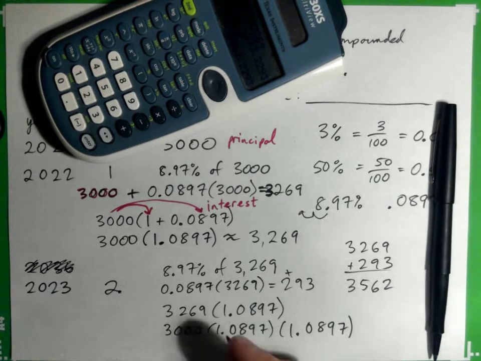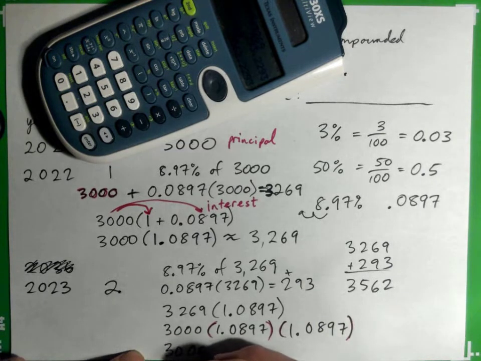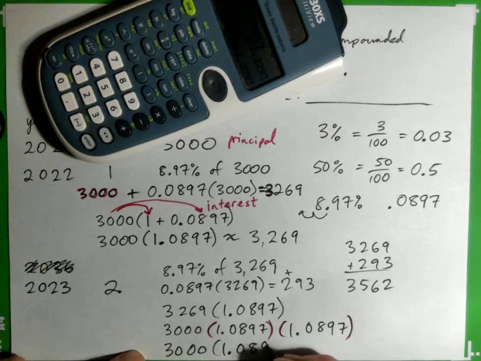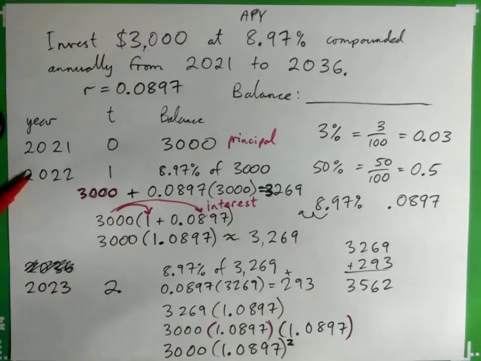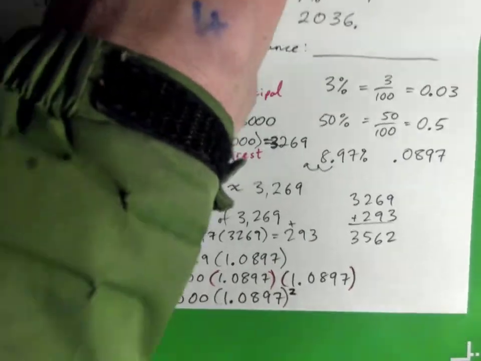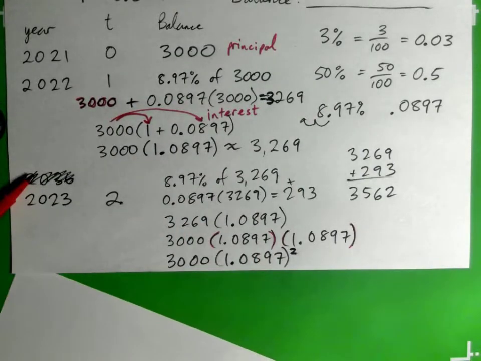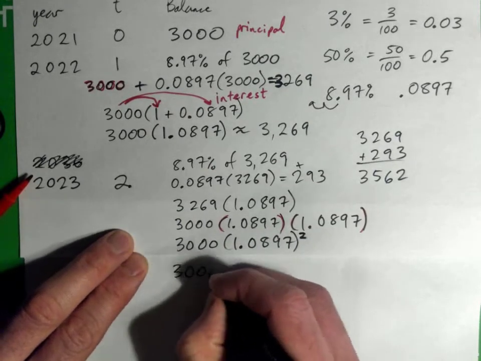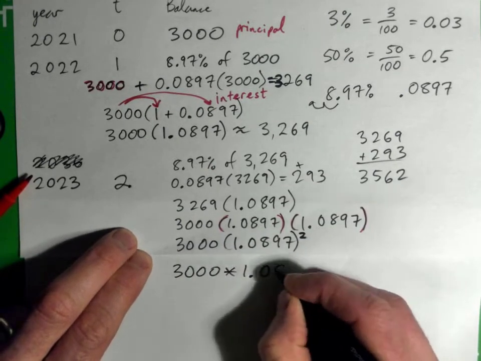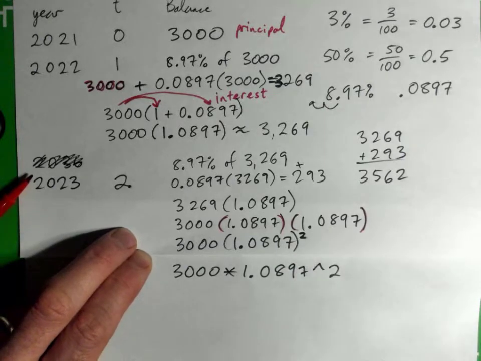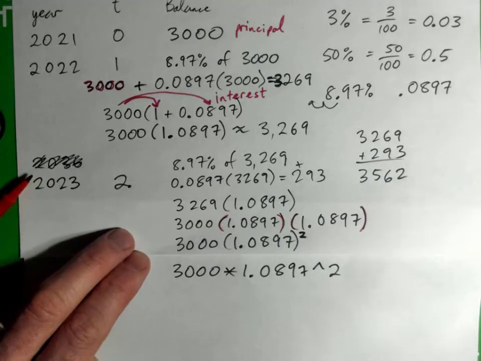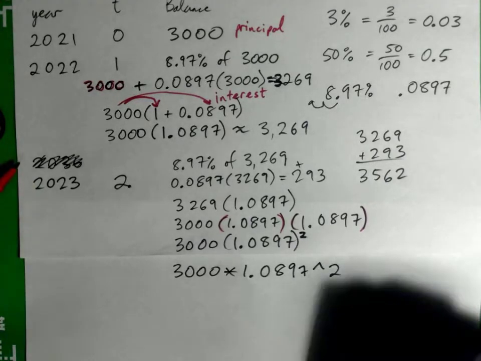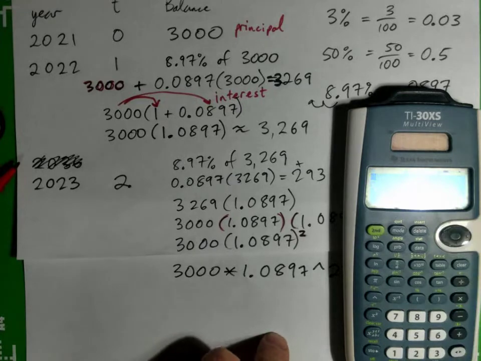And I have the same thing times the same thing, so I can use an exponent to represent that. So it's just 3,000 times 1.0897 all squared, isn't it? Right. And so in a calculator, to do that, it would just be 3,000 star 1.0897 to the power of 2, right? So that would be doing it in one go, right? So let's see. Yep.